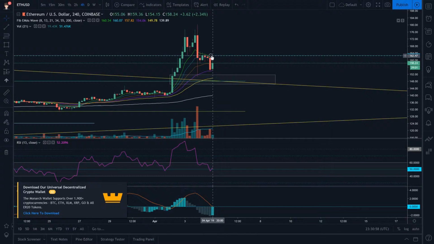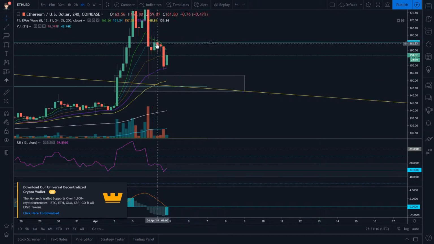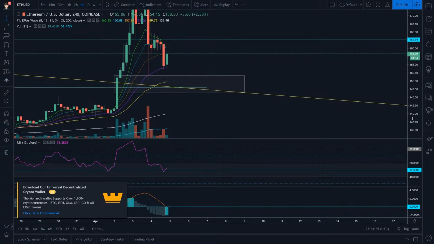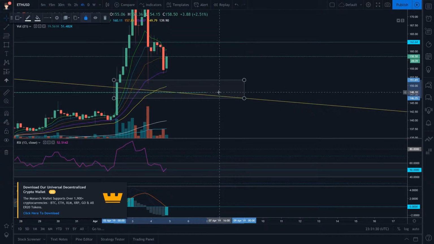But then we ended up rejecting this 162 for a good 12 hours or so, almost 24 hours, rejecting that level. Those were good signals to go short there. And now we're bouncing off this 34 on the 4-hour. It would make sense that we come up, touch the 160, maybe touch the 162 again, and work our way down into these ranges. And hopefully we can get down here. This is looking like a good buy zone.